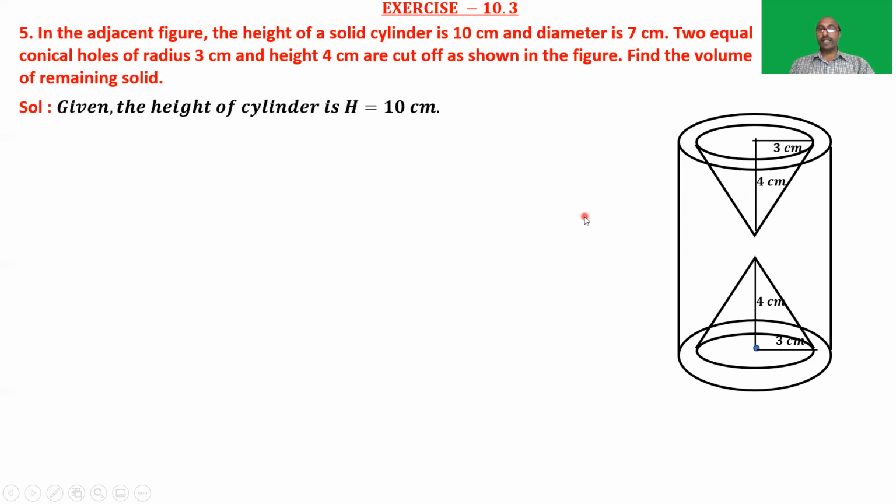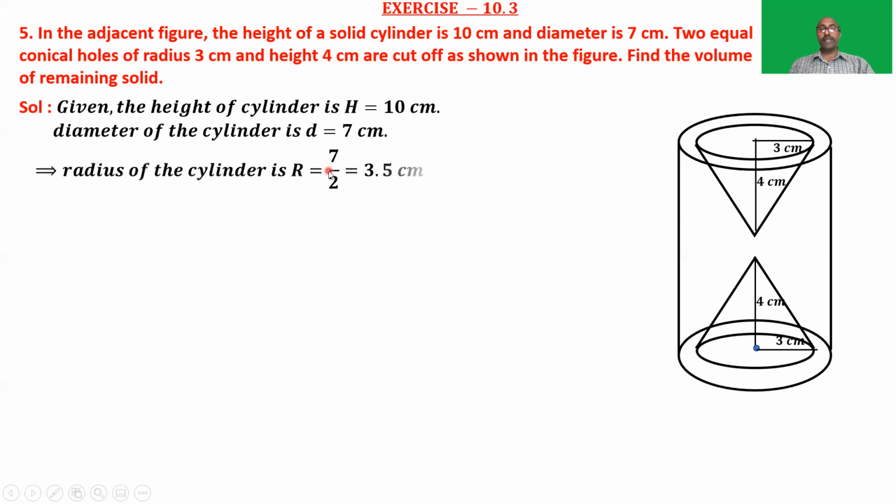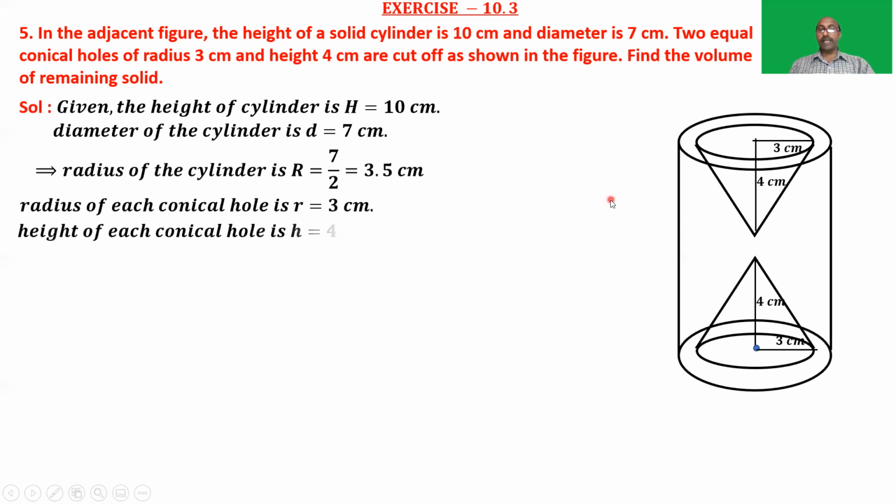The height of cylinder is 10 centimeter, and I am denoting this one by capital H. And the diameter of the cylinder is given 7 centimeter, and from this the radius of the cylinder is half of the diameter, that is 3.5 centimeter. Now radius of each conical hole is given as 3 centimeters, which is denoted by small r, and the height of the conical hole is small h equal to 4 centimeter. So these are the measurements which are given in the problem.